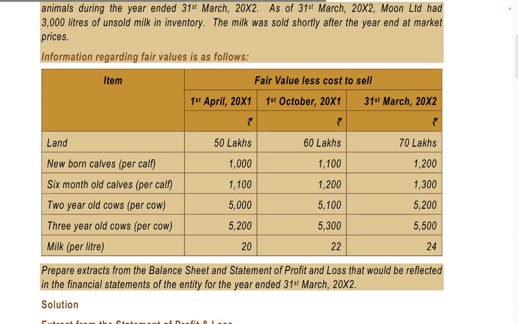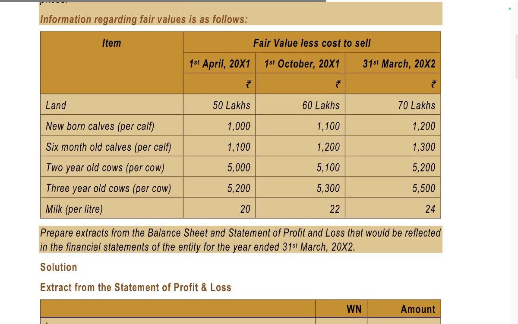The fair value less cost to sell on April, October and March: land 50 lakhs, 60 lakhs and 20 lakhs. Newborn calves 1,000, 1,200. Six-month-old calves 1,100, 1,200, 1,300. One-year-old calves 5,000, 5,100, 5,200. Three-year-old cows 5,200, 5,300, 5,500. Milk per liter 20 rupees, 22 and 24.